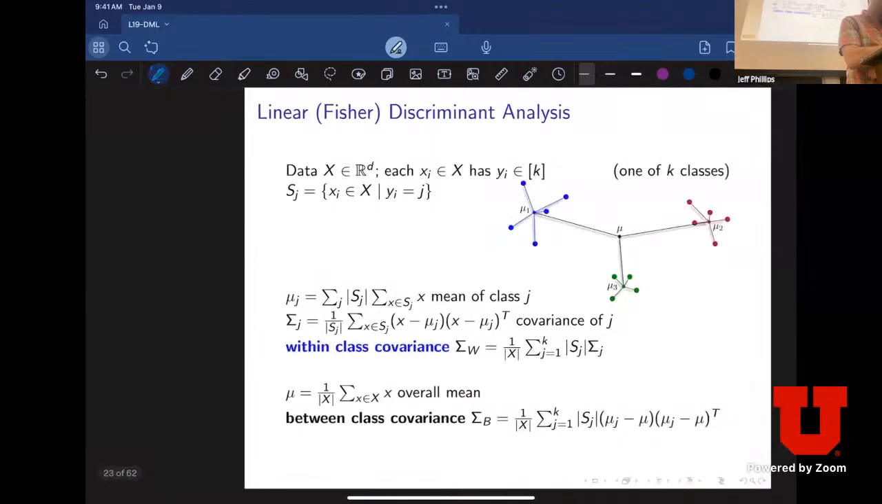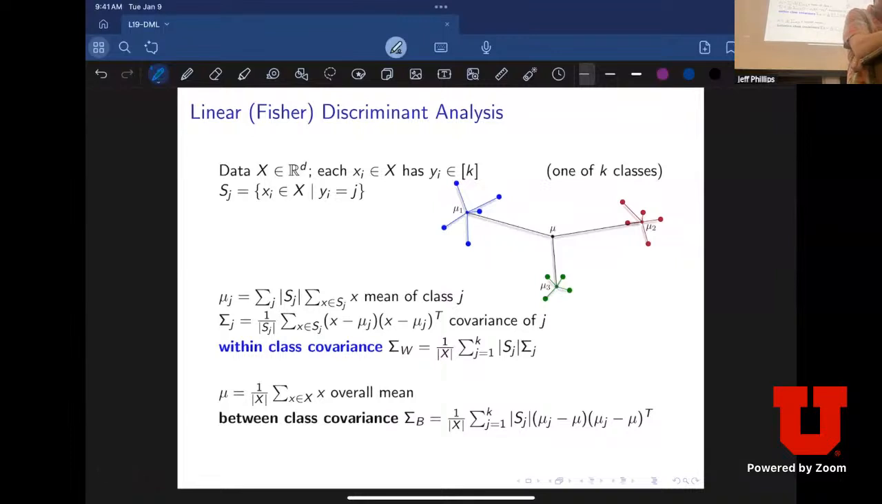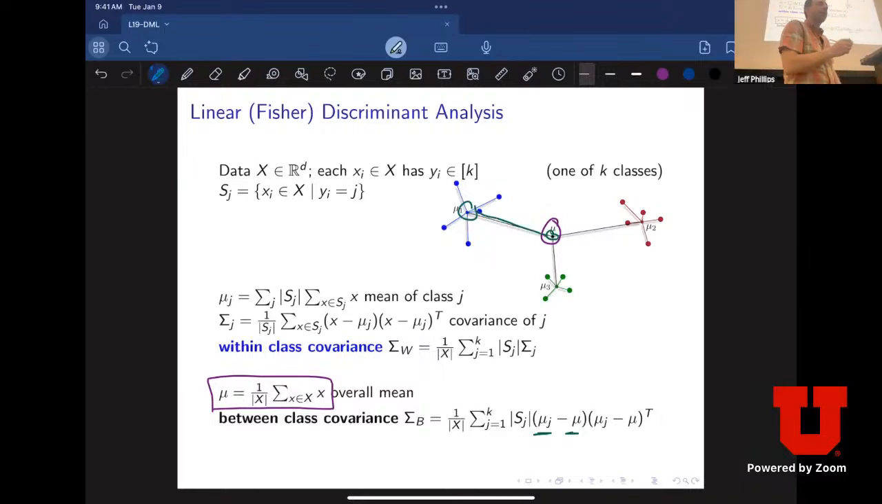Again, pretty straightforward. Then I need to compute the mean of the overall class, right? This is the mean of everything, the overall mean. And now I compare the within class mean to the overall mean. Right, so I look at this and I create a covariance between these vectors. So I take their outer product and I have a sample covariance matrix for the K different classes here. So it's going to be a rank K matrix here.